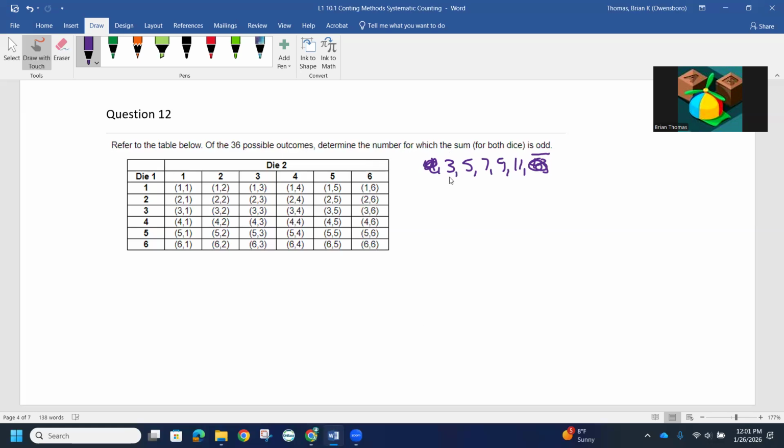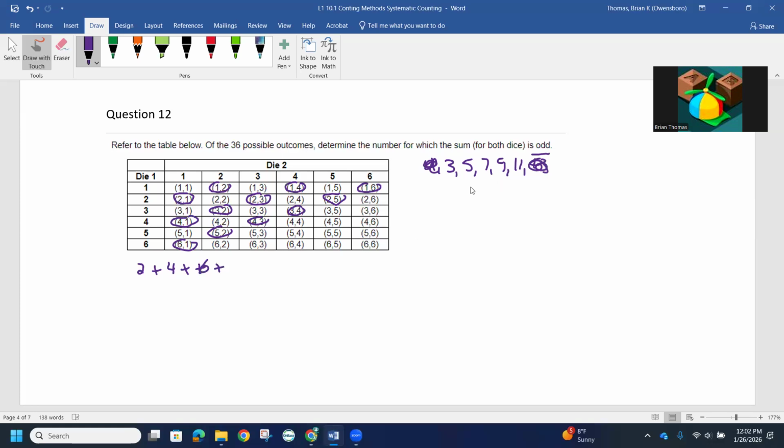So what we're looking for is how many ways can we roll a 3? Notice how this is a 3 and this is a 3. So there's 2. And how many ways can we roll a 5? There's a 5, 1, 2, 3, 4 ways to roll a 5. To roll a 7, we kind of talked about that. There's one, two, three, four, five, six ways to roll a 7.